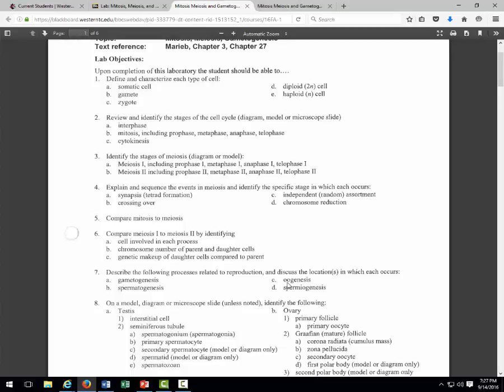Oogenesis, two O's together, we say in science oogenesis, is the process of making eggs in the female by meiosis. And gametogenesis is the two combined. So the process of making sperm and egg through meiosis, we call that gametogenesis, making the gametes. So spermatogenesis, making sperm, oogenesis, making egg, gametogenesis, either one.